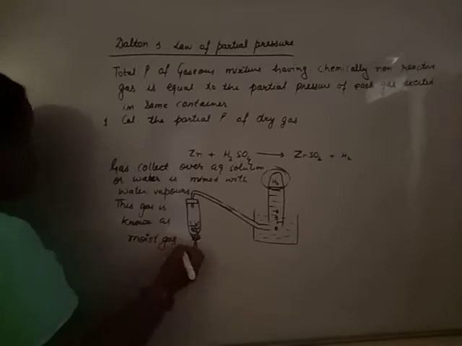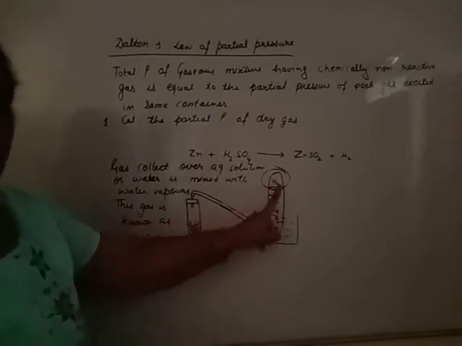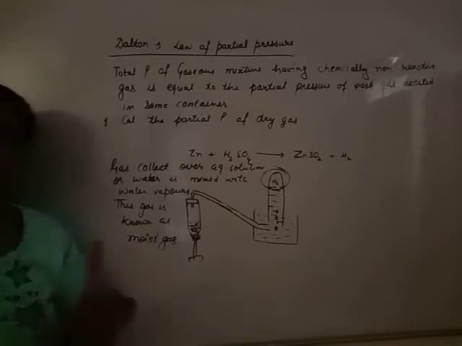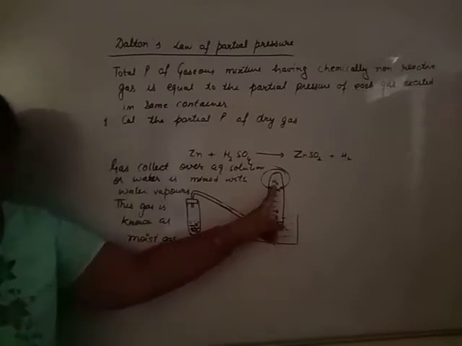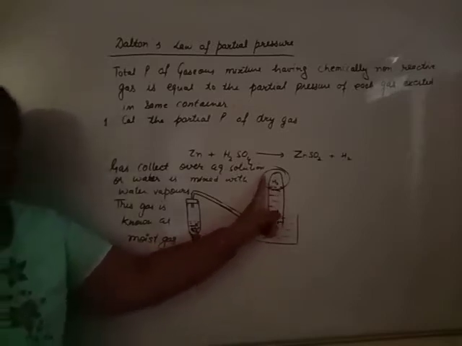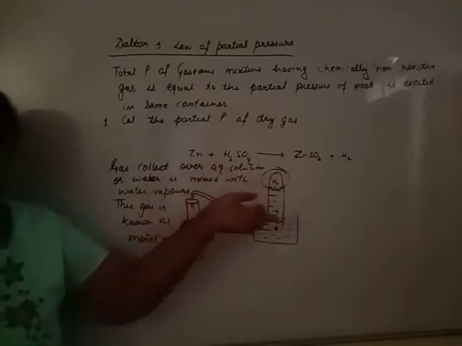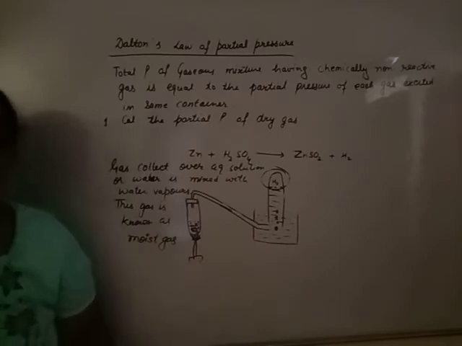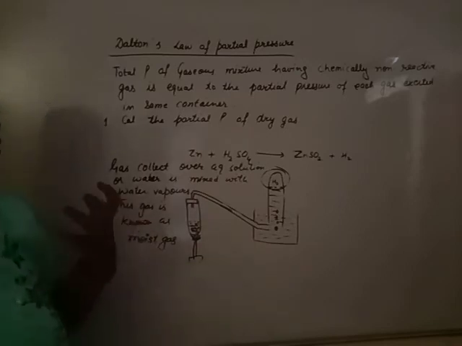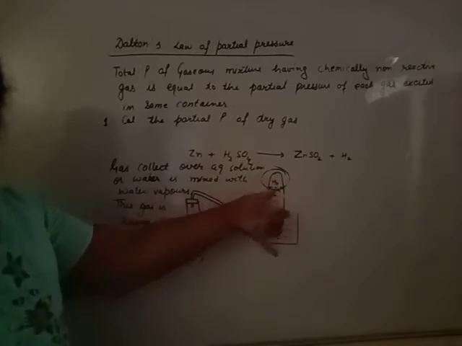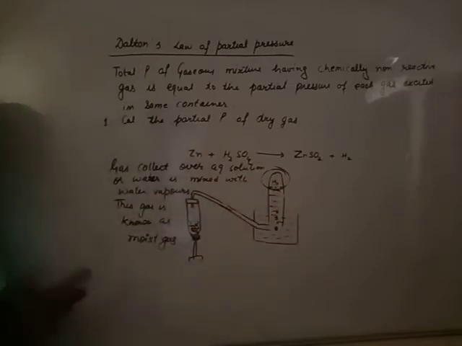That means when we collect gas from here and identify the pressure exerted by that gas, that is not the pure gas; it is mixed with water vapors. Here, when we identify the pressure, it is the pressure of hydrogen plus water vapors. Then I want to calculate the partial pressure of hydrogen only, that is the dry gas without water.